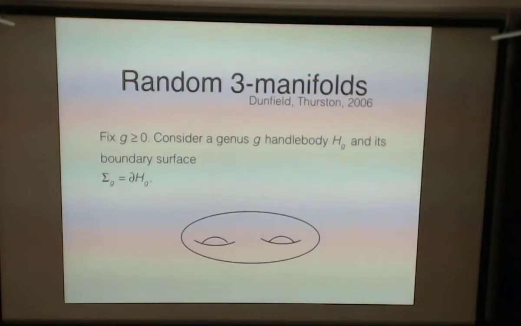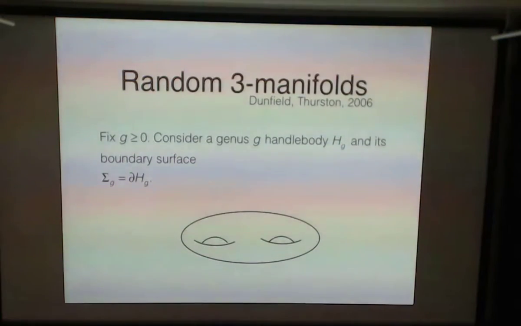So Dunfield and Thurston looked at a different model, which is the following. We fix a genus G. We fix a handlebody of genus G, which looks like this, with G holes. And we look at the boundary of this handlebody, which is a closed surface of genus G. And now we want to produce a closed three-manifold as follows.